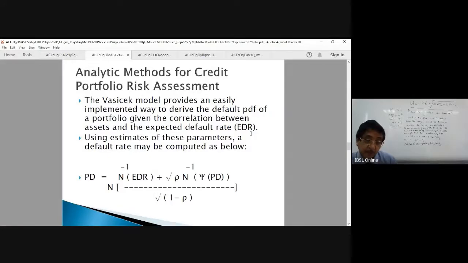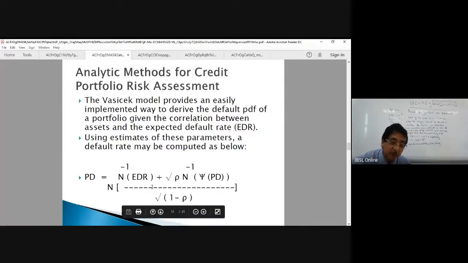And under the Vasicek model, this model really came into being in 1987, a very recent past. Now, it tries to derive a default PDF of a portfolio. PDF, what do you mean by a PDF? Probability density function. It uses the correlation between assets and the expected default rate, EDR. Using estimates of these parameters, the default rate may be computed.